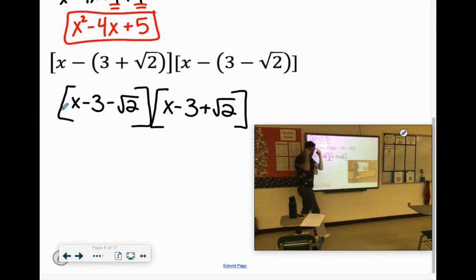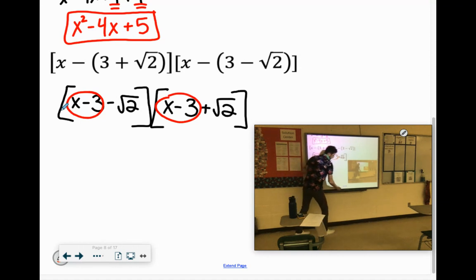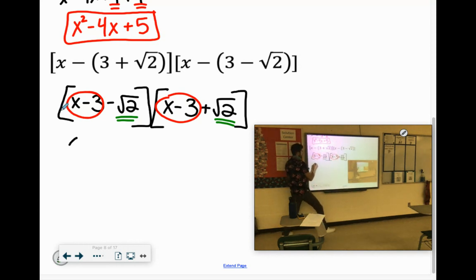If we rearrange them in our heads and think of this as one unit, and then we have this as our other unit, now we have a difference of squares problem. So you square the first part, the x minus 3. You always put a minus between, and then you square the last part.